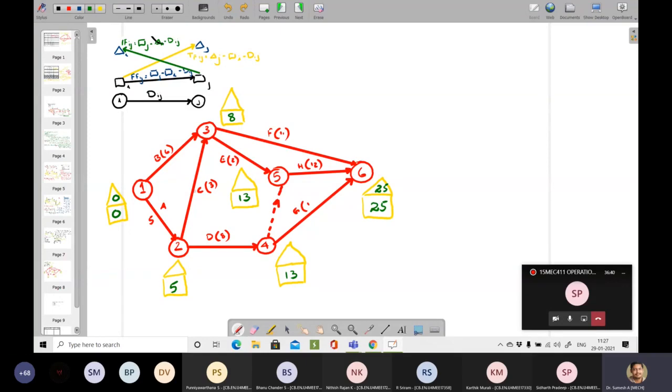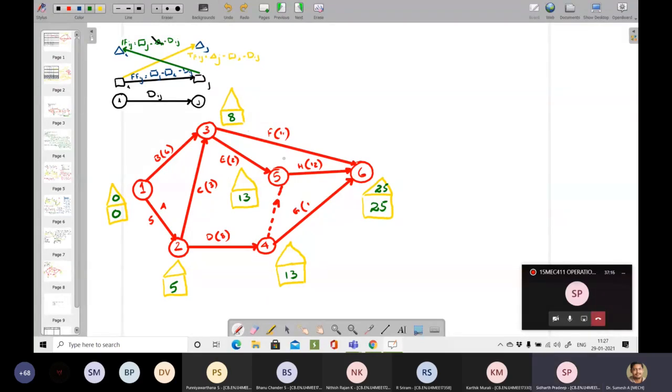So 5 plus 8 is 13. So this is dummy, so here it is 8. 8 plus 2, 10. So at node 5, 10 or 13, 13 is the maximum. So 13 I have written over there. Now at node number 6, 8 plus 11, how much? It is 19. Okay, and 13 plus 12, 25. 13 plus 1, that is 14. So the largest is 25. So 25 I have written over there.